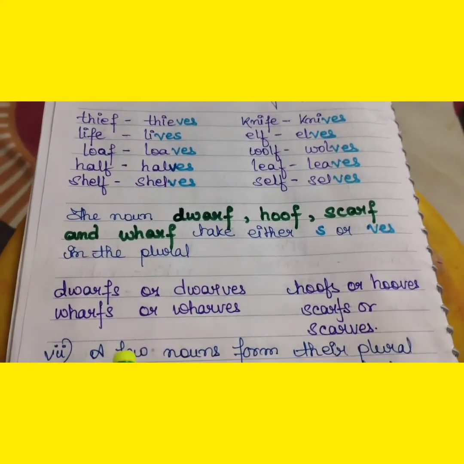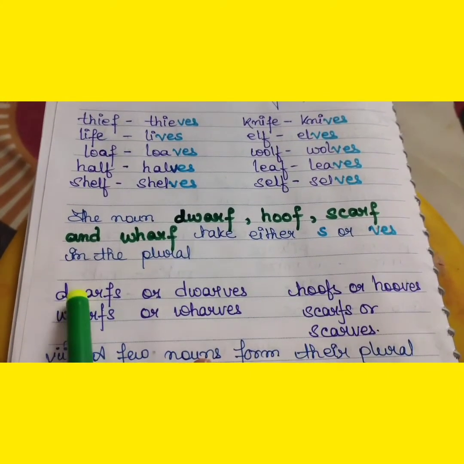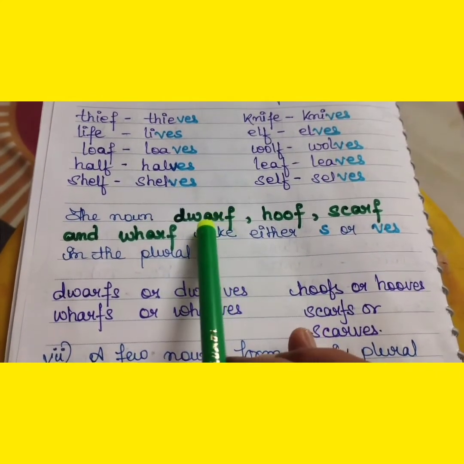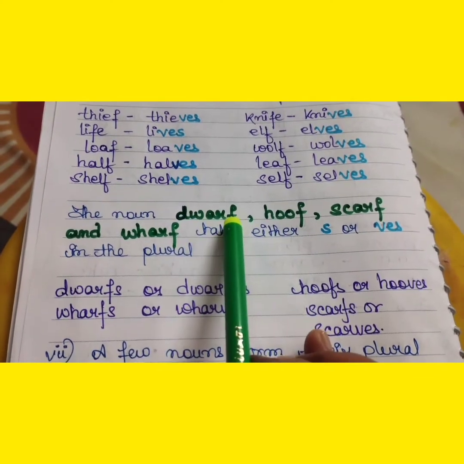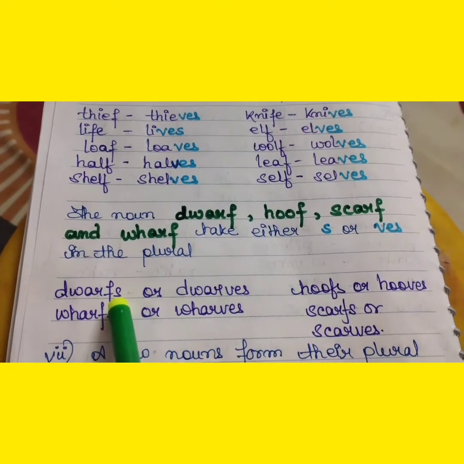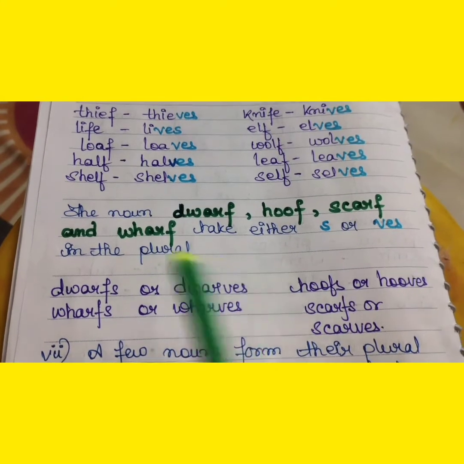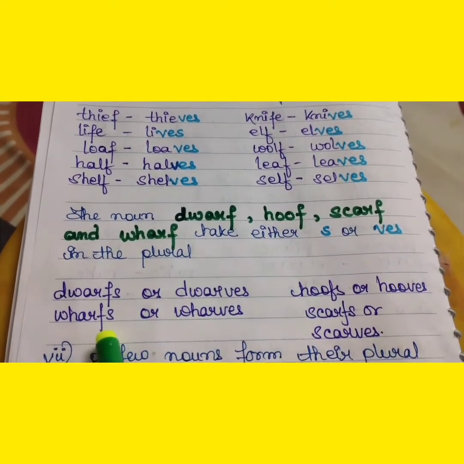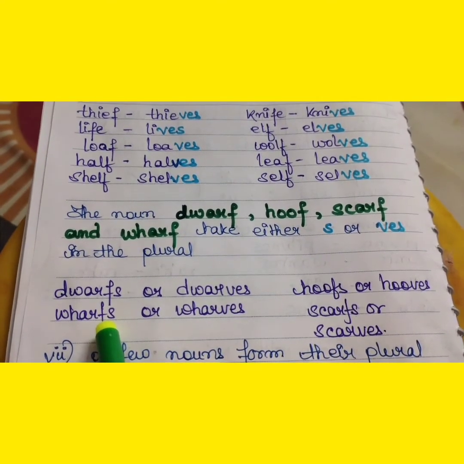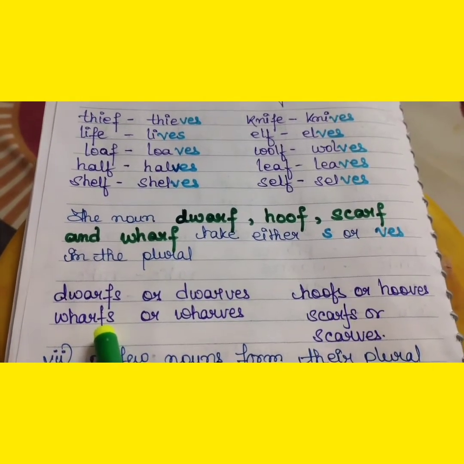Like dwarfs or dwarves. Both cases are correct. Suppose the singular form dwarf is given, if you write dwarfs with only s, that is also correct. If you change this f to ves, that is also correct. Wharf as wharfs or wharves, if you are changing f into ves, that is also correct. If you are not changing f and adding s to it, that is also correct.